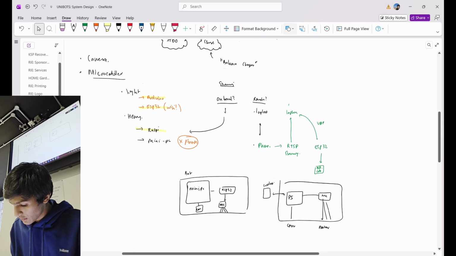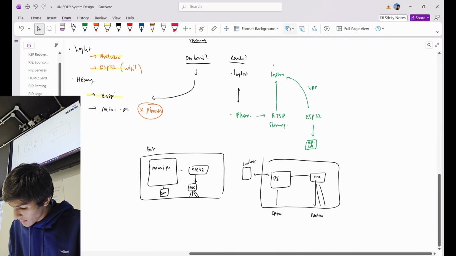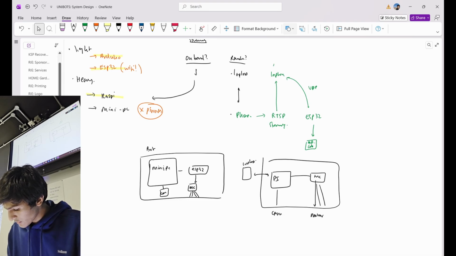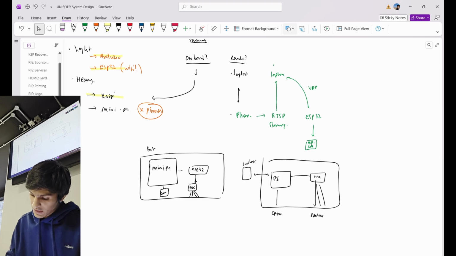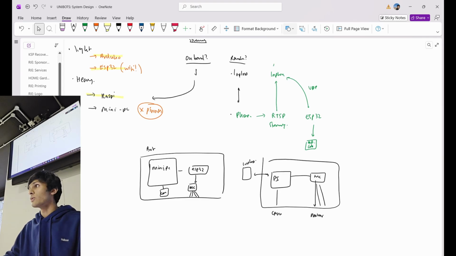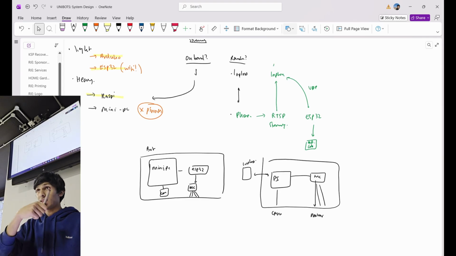Raspberry Pis are great because you can put a camera straight into it. You can put the motor controller straight into it, and you can put the motor controller straight into the motors. But the problem you have then is that this Pi has to, by itself, do all the processing, or it has to stream it to the laptop and back.